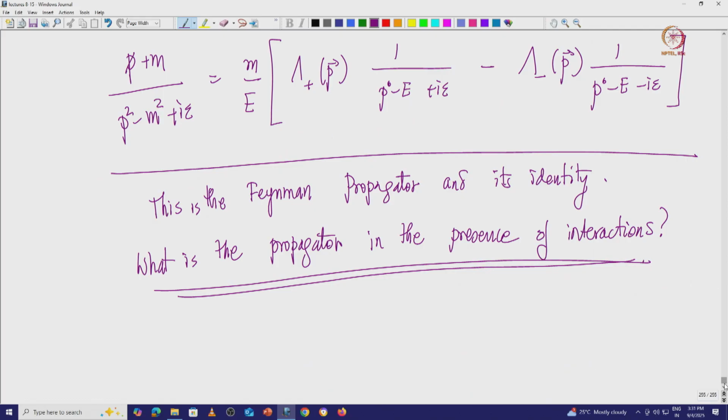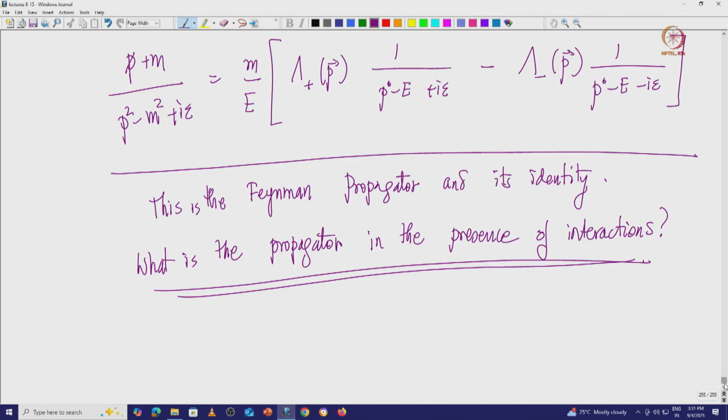Now, this is a free propagator, a completely free propagator, there are no interactions in this particular case. What happens when there are interactions? What is the propagator in the presence of interactions?